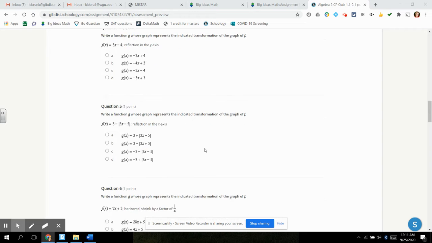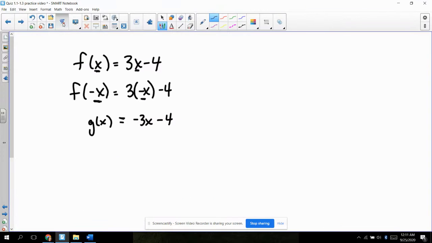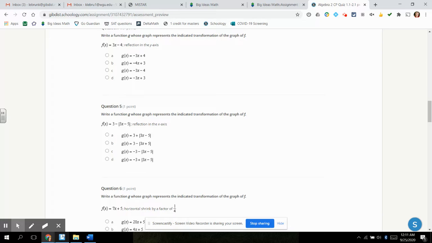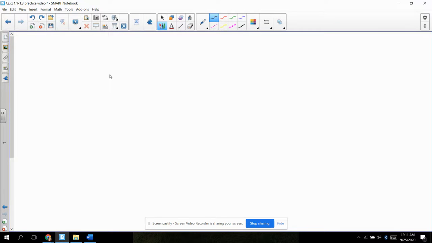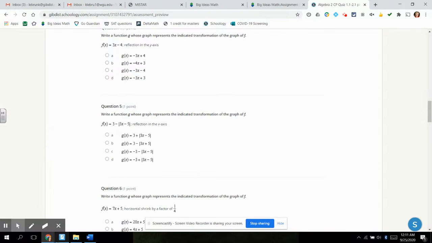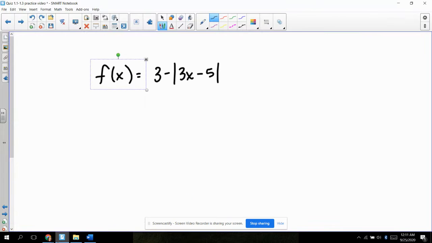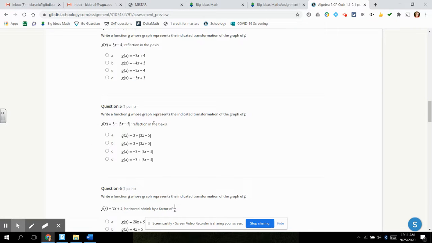Number 5, you're going to write a function for the graph that's transformed, reflecting it in the x-axis. So let me take my function, which is 3 minus absolute value of 3x minus 5. Make sure I did that right. 3 minus, and then 3x minus 5. Good. And I'm reflecting it in the x-axis.